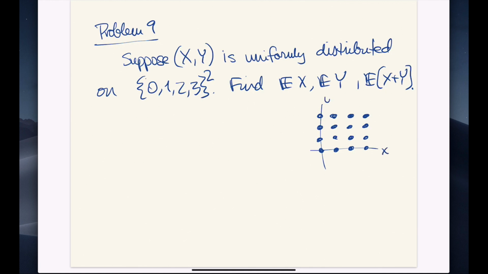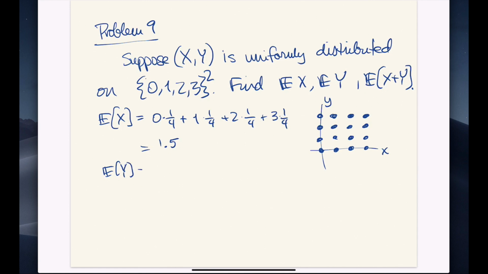So in this scenario, X is equal to 0 if any of these 4 outcomes occur, and that has probability 1/4. Likewise, X is equal to 1 with probability 1/4, as well as 2 and 3. So the expectation of X is 1.5. And in exactly the same way, the expectation of Y is also 1.5, because it's equal to 0 with probability 1/4, 1 with probability 1/4, and so on.